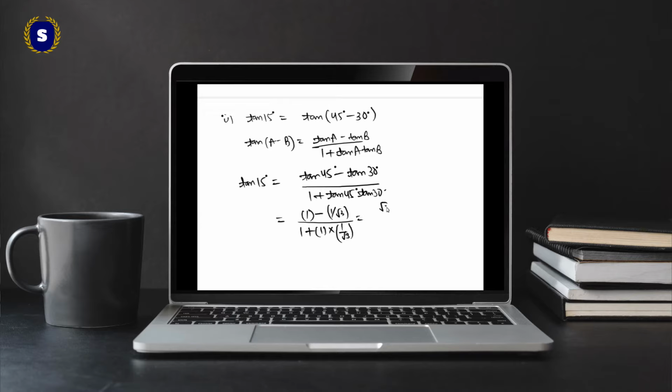Taking LCM on the numerator side, we will get root 3 minus 1 whole divided by root 3, upon, taking LCM on the denominator side, root 3 plus 1 whole divided by root 3. So we will get root 3 minus 1 upon root 3 plus 1. This is the value of tan 15 degrees, or we can rationalize here by multiplying root 3 minus 1 on numerator and denominator. It will result in root 3 minus 1 whole square upon 3 minus 1. Okay.